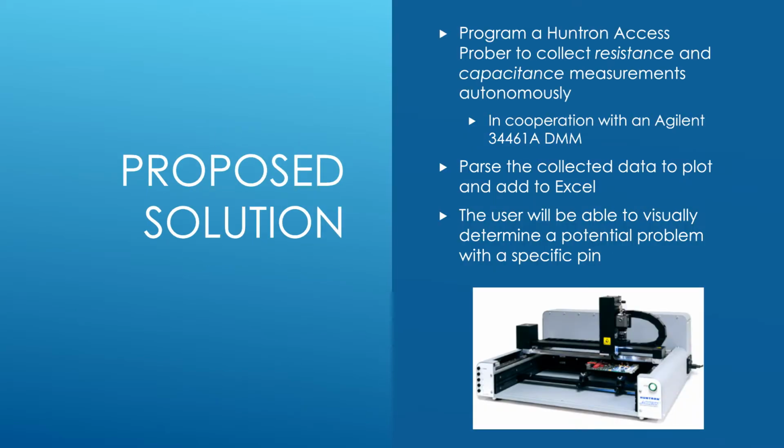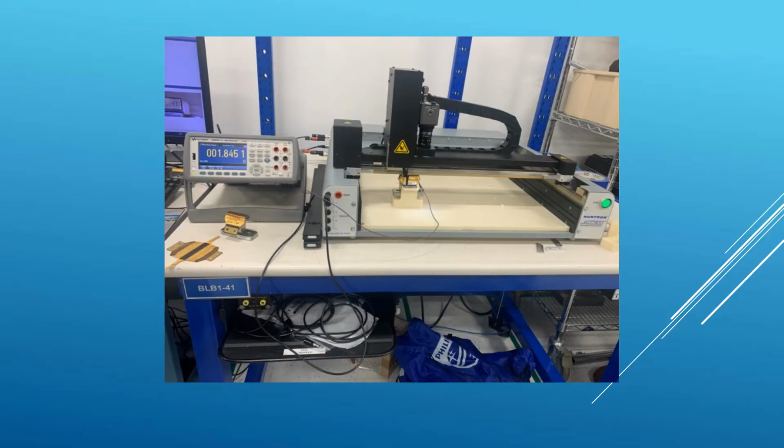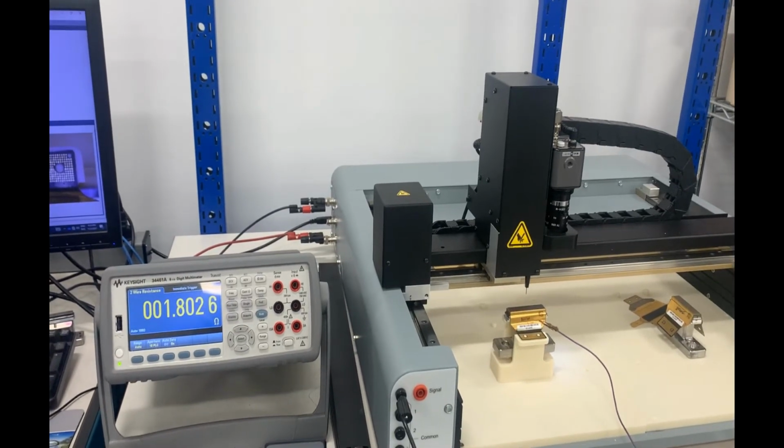So our solution to this problem is to program a Huntron access prober to collect these RNC measurements autonomously. The data is going to be parsed and plotted in an Excel file, and the user will be able to visually determine a specific problem with a pin. Here's a live image of the Huntron prober in our actual workstation, and I'm actually going to show you some videos we took while in the field.